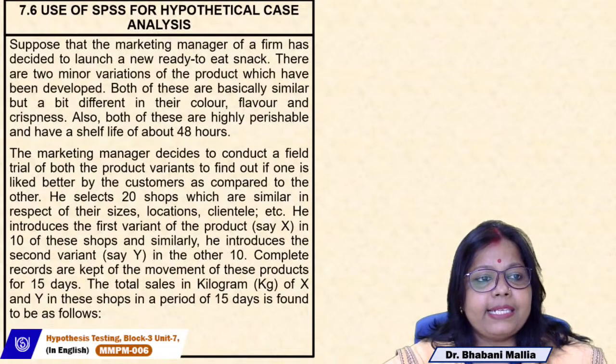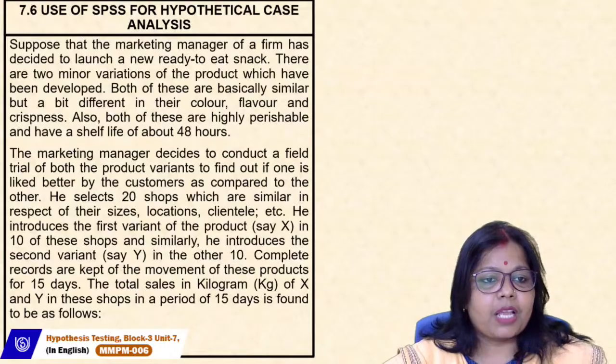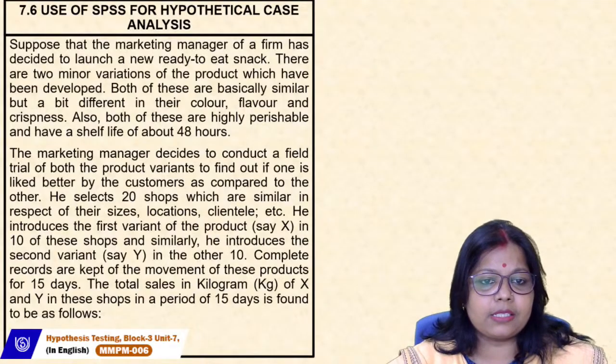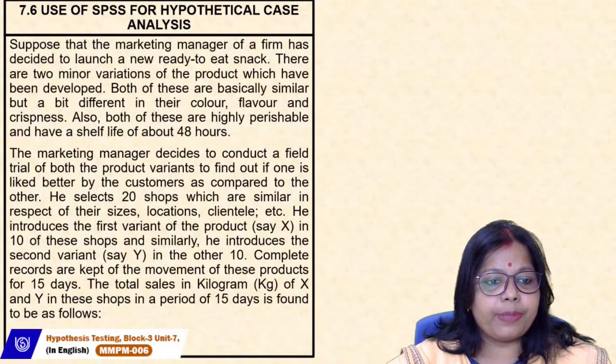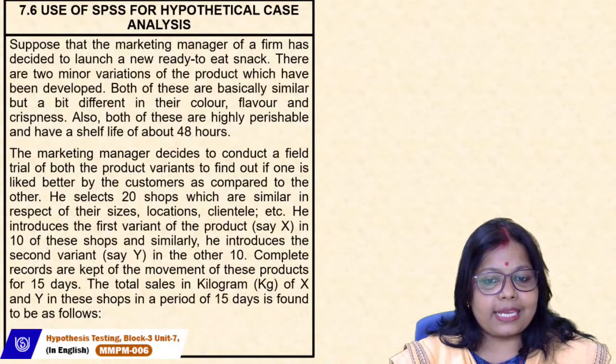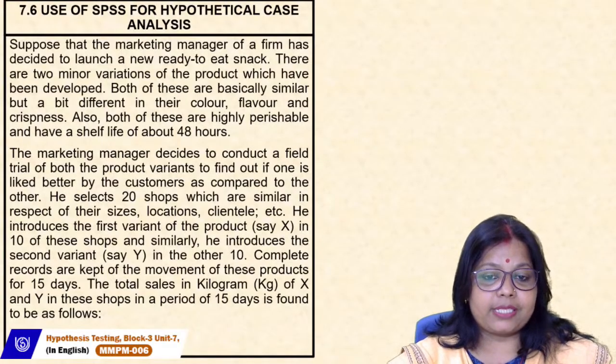Both of these are basically similar but a bit different in their color, flavor and crispiness. Both are highly perishable and have a shelf life of about 48 hours. The marketing manager decides to conduct a field trial for both product variants to find out if one is liked better by the consumers as compared to the other. He selected 20 shops which are very similar in their sizes, locations and climates. After selection of the shops, he introduces the first variant of the product, say X.